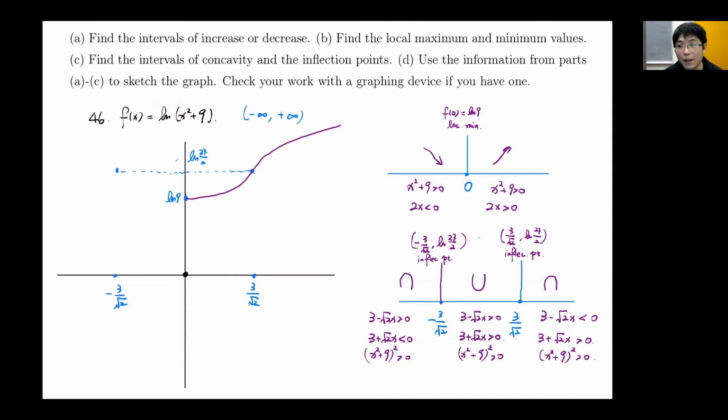Because this is an even function, as we can observe, the graph should be symmetric about the y-axis. So basically, you flip the graph you have drawn to the right about the y-axis. So this is what you get.